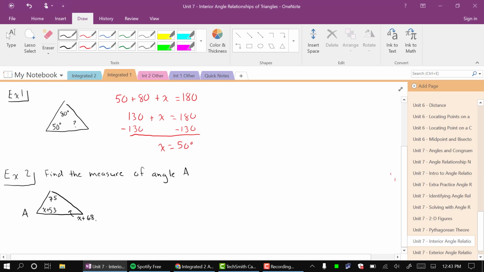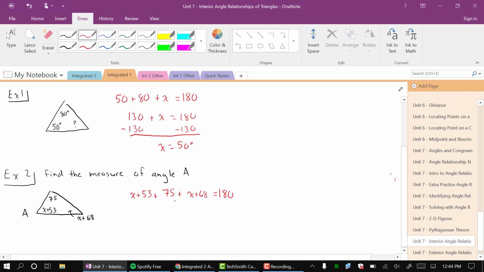Little more tricky. Right off the bat, I can't tell you what the x value is to find the measure of angle A. So I'm going to have to use that formula. So I'm going to add the three angles together. So I'm going to start off with angle A and say that x plus 53 plus the next angle I'm going to say is 75 plus the third angle, x plus 68, equals 180 degrees. So now I've written out the triangle sum theorem.